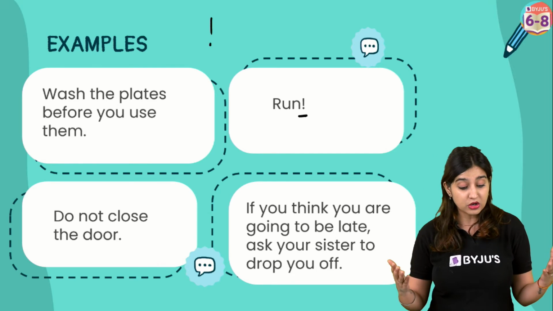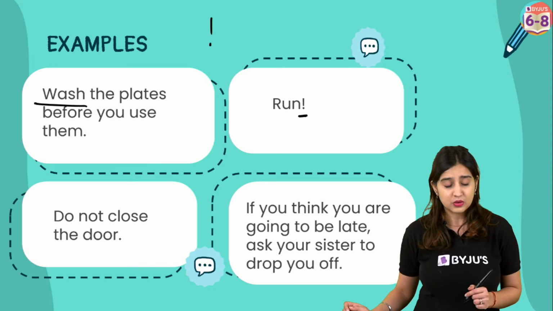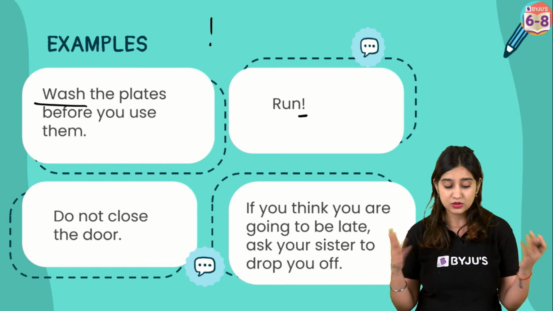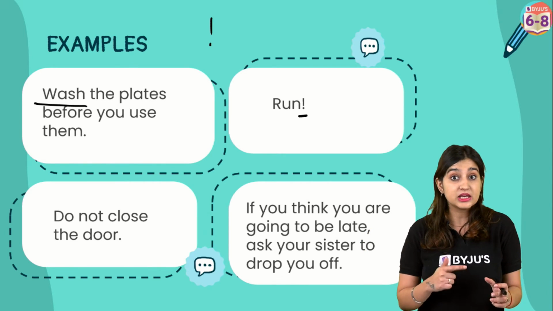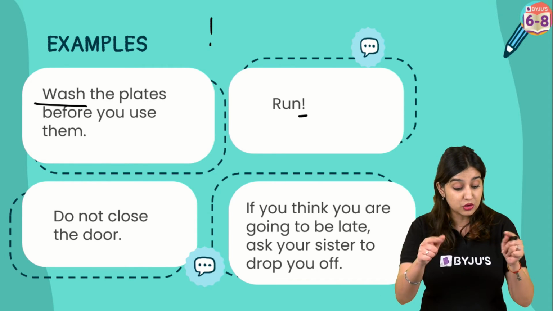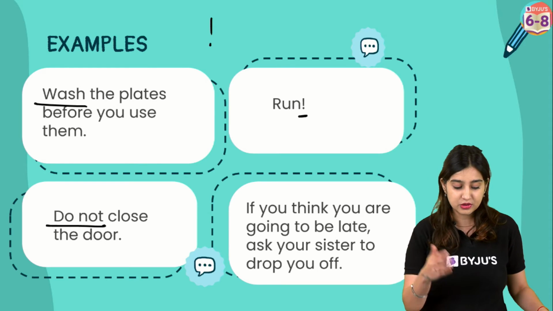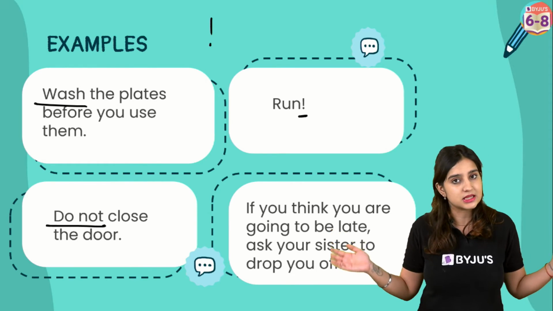Then you have wash the plates before you use them. Wash. Okay, it's simple present tense, no subject. Now this is asking you to do something. Wash the plates. There's another example, do not close the door. This is asking you not to do something. Do not close the door. Your verb's in simple present tense and there's no subject.